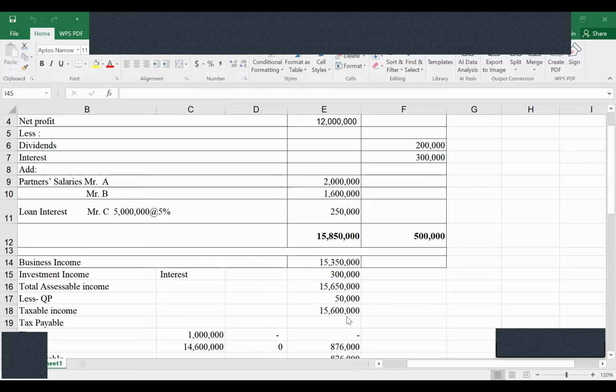So for the donations made to government, the total amount can be deducted as a qualifying payment. Limitation is not there. For government donations, the limitations are not mentioned. So no limitations. The total amount donated can be deducted as a qualifying payment. But up to which level? Up to the assessable income.